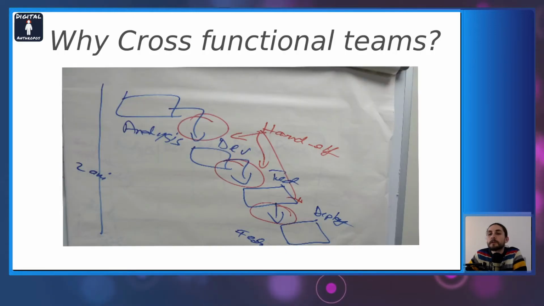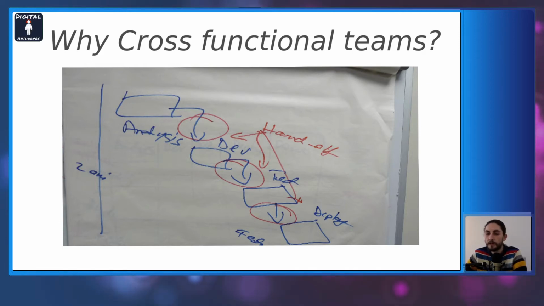First of all, cross-functional teams. Why do we need cross-functional teams? This is a drawing that I made. It's quite messy, I understand that, but the important part of this drawing is that while you had waterfall, you had these stages: analysis, development, testing, and deployment. Very simplified, it was waterfall by the book.